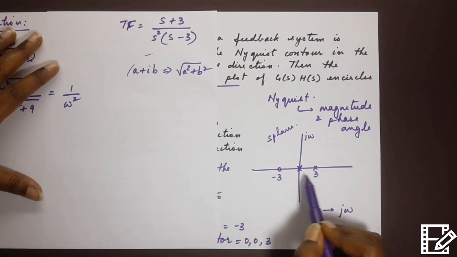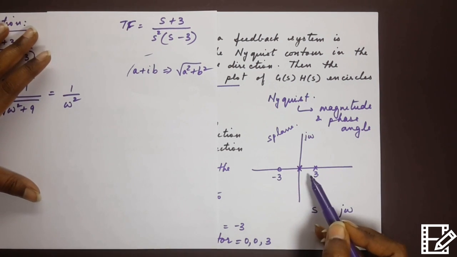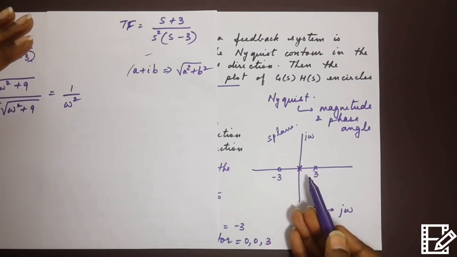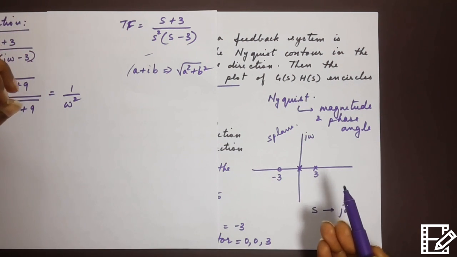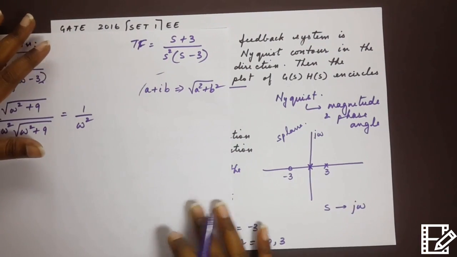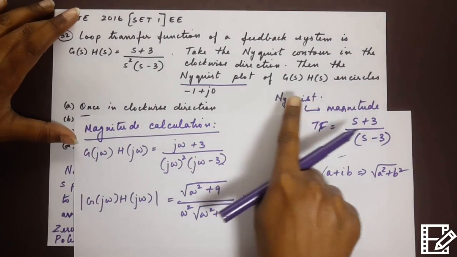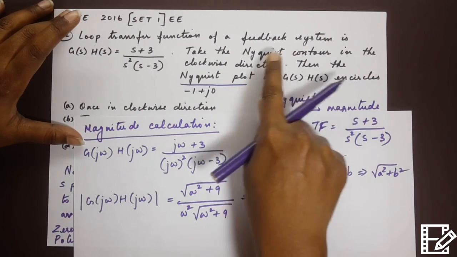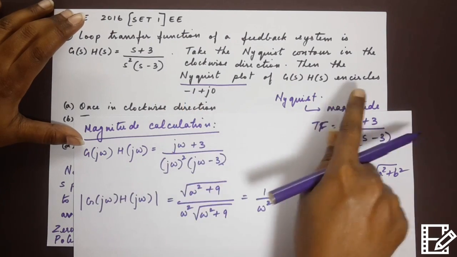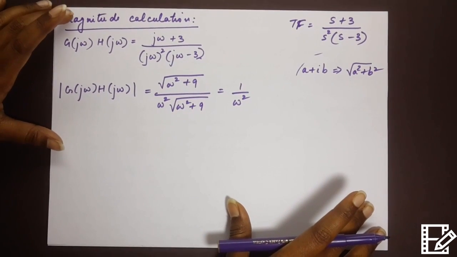Now you will notice that -3 and 3 are equally spaced from the origin, so we cannot tell which actually is closer to the origin in order to know which way we move. If a pole is closer, then we move in the clockwise direction. If a zero is closer, we move in the anti-clockwise direction. So in this case, the question already tells us that it moves in the clockwise direction. The Nyquist contour is in the clockwise direction, and we have also been given how it encircles. It encircles -1 plus j0. So let's just see how that works out.